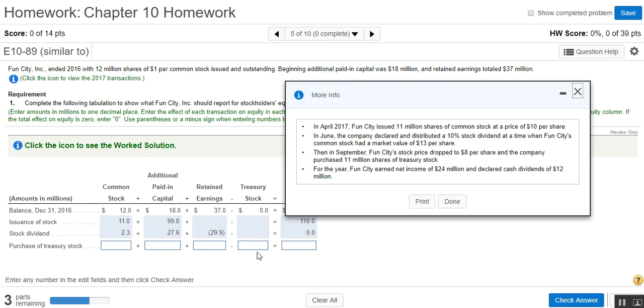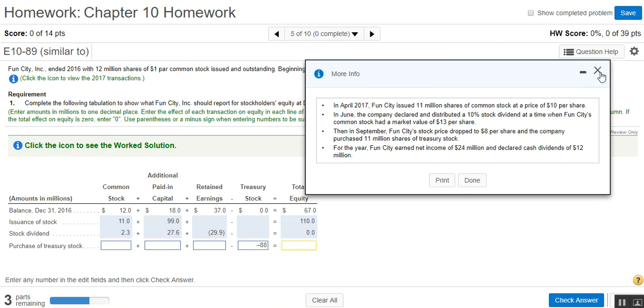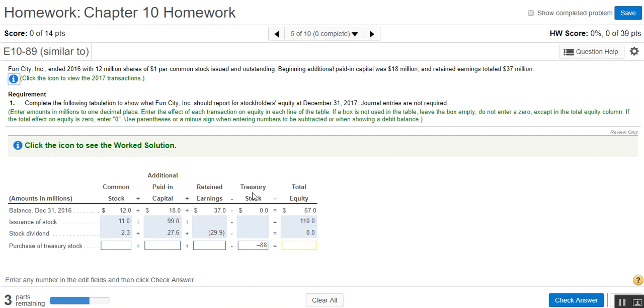So we come over here. On treasury stock, we put minus 88. And let me get this out of the way here. Notice that when we have treasury stock, when we purchase it, we credit cash, we debit treasury stock, and that lowers our stockholders' equity.